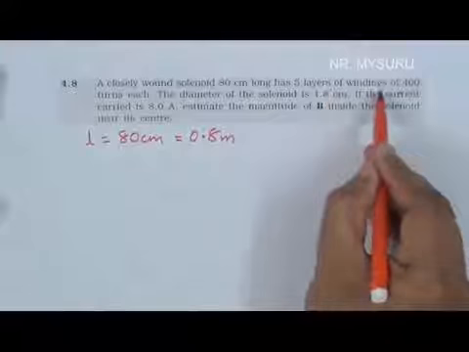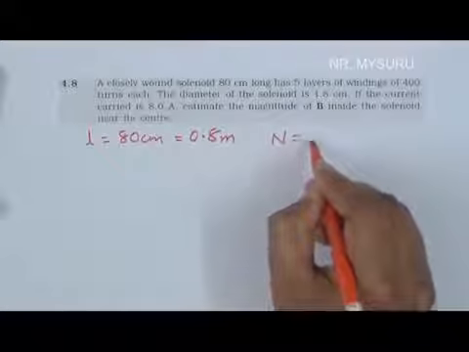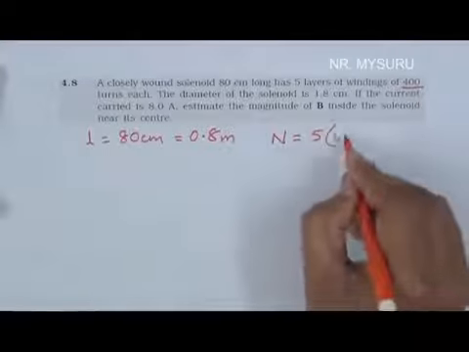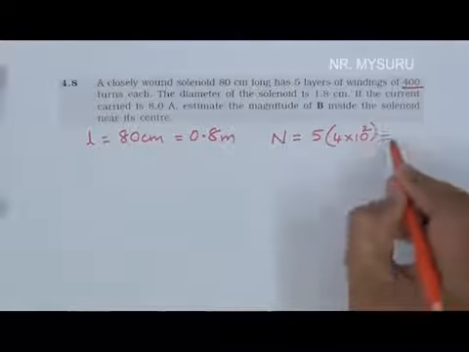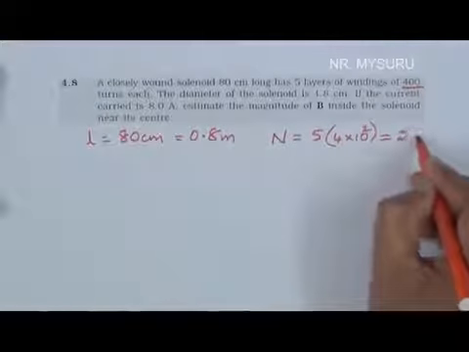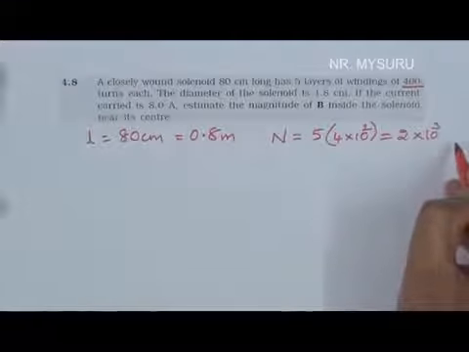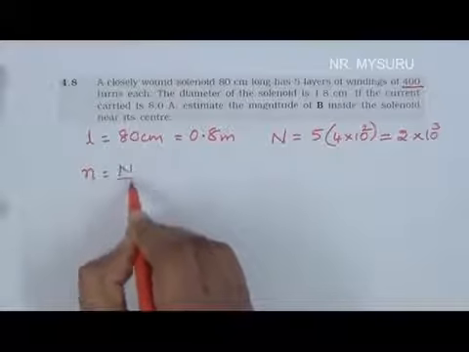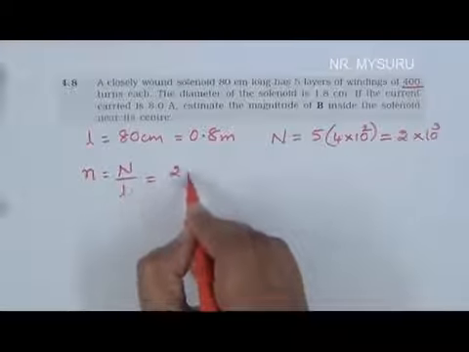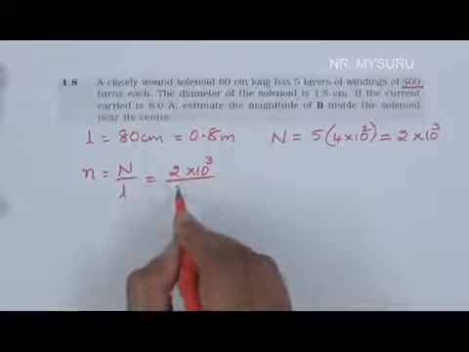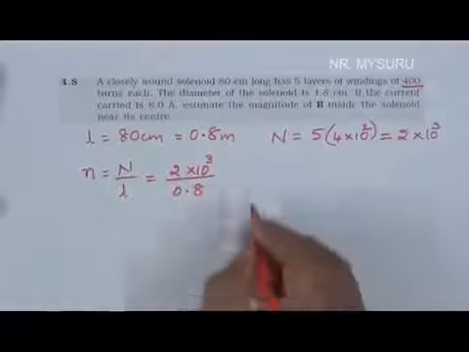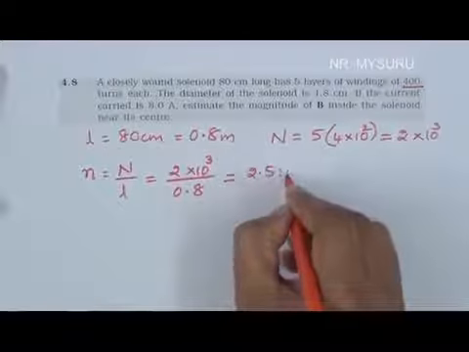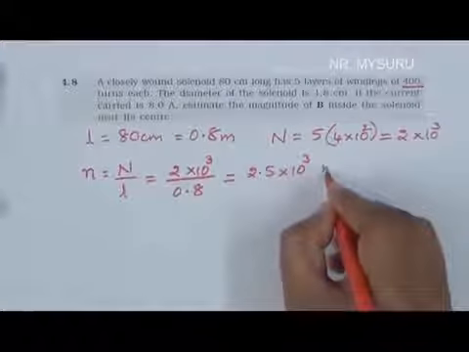The solenoid has 5 layers of windings. So the number of turns: there are 5 layers, and each layer has 4 × 10² turns, which is 2 × 10³ turns. Therefore, n is the number of turns per unit length. The number of turns is 2000 in a length of 0.8 meter, which is equal to 2.5 × 10³ per meter.